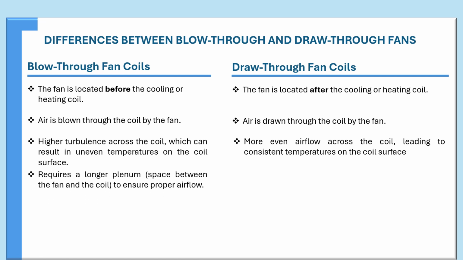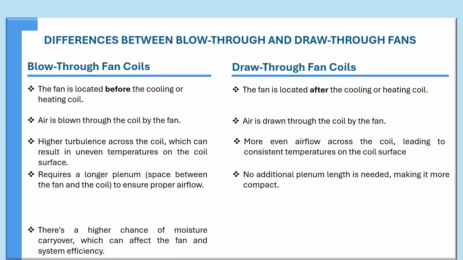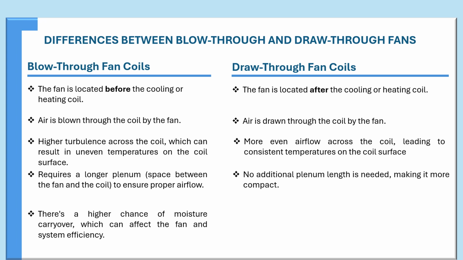In the blow-through fan-coil units, there is a requirement of a longer plenum or space between the fan and the coil to ensure proper airflow, whereas in the draw-through fan-coil units, no additional plenum length is needed, making it more compact. In the blow-through fan-coil units, there's a higher chance of moisture carryover, which can affect the fan and system efficiency, whereas in the draw-through fan-coil units, there's a lower chance of moisture carryover as the fan is positioned right after the coil.